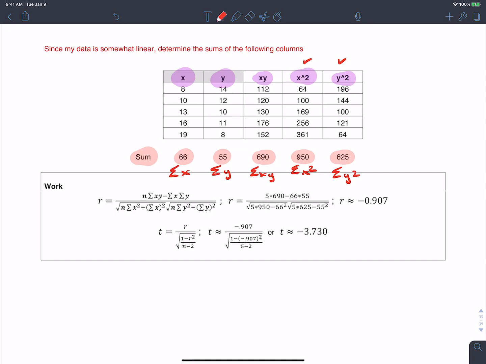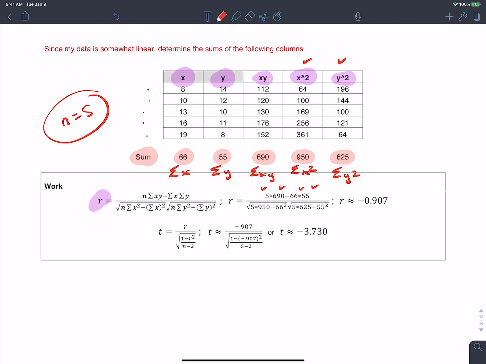Okay, and so what I did was, notice again, there's 1, 2, 3, 4, 5. Is that true? There's 5. How many data values? 5 data values. Is that right? So n here is what? 5. So what we do here is our linear correlation coefficient, R, because it's based on a sample here, I plug in all the values. So let's make sure. We do have 5. Sum xy is 690 minus, looks like we have sum x, 66, sum y, 55. Good. The numerator's okay.